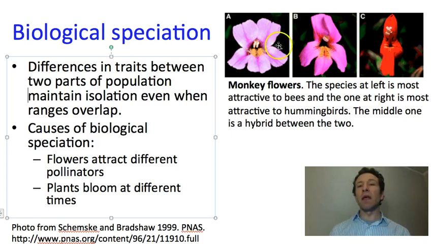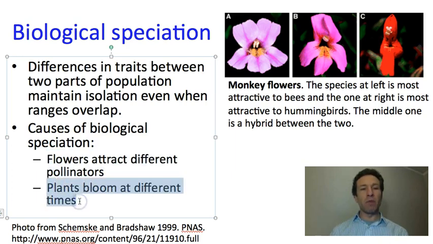And so even if these were in the same population and very near each other, we could still get a process of speciation. The red ones would continue mating and continue becoming more and more hummingbird friendly. The pink ones would become more bee friendly. That would make it less and less likely that we would get these intermediates. Eventually, they would be different enough in their traits that they would be completely unlikely to mate, and we could call them different species. So that's an example of biological speciation happening based on different attractiveness to pollinators.